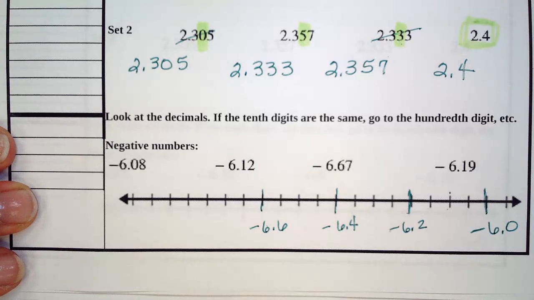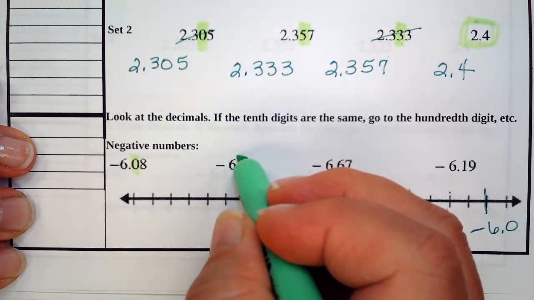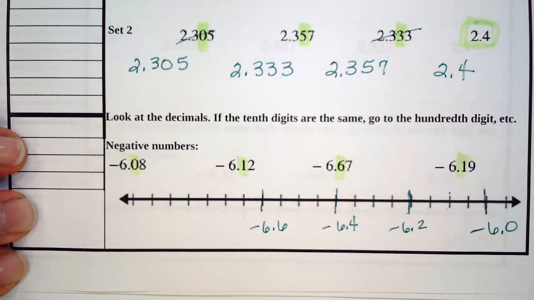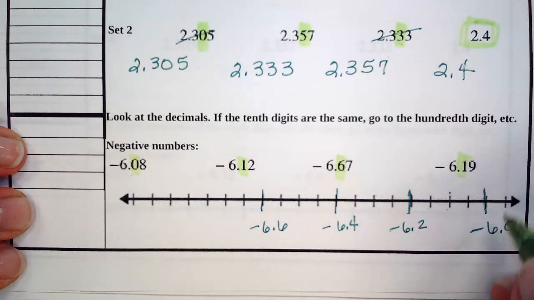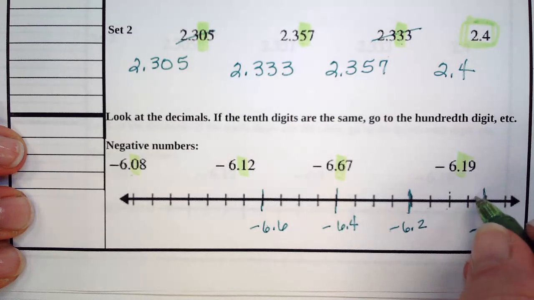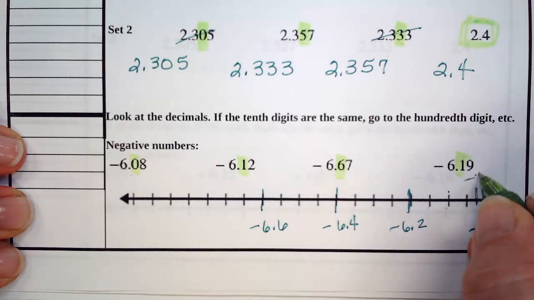So if I'm looking at these, I'm going to, first of all, look at that second digit. Okay, 6.08. If this is 6.1, 6.08 will be really close in here.